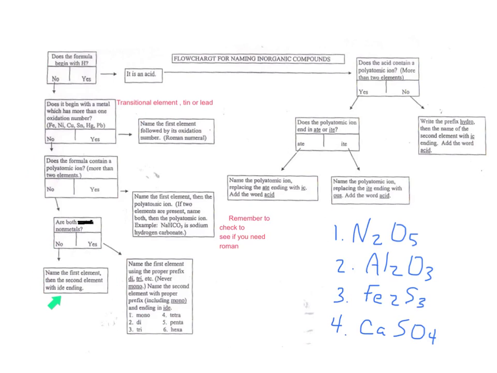So we'll name the first element aluminum, the second element with an IDE ending, aluminum oxide. Now let's look at example 3.